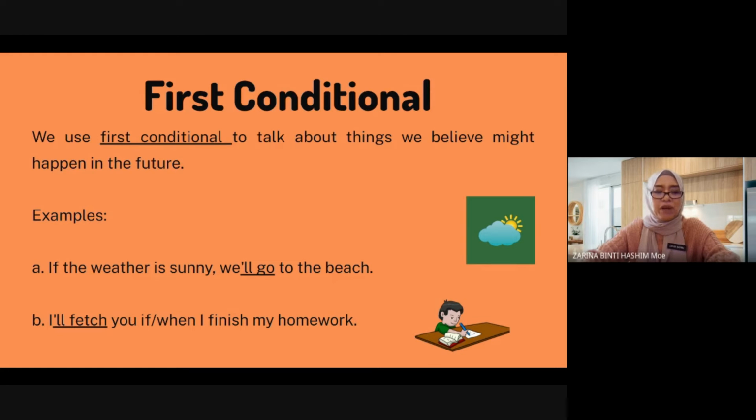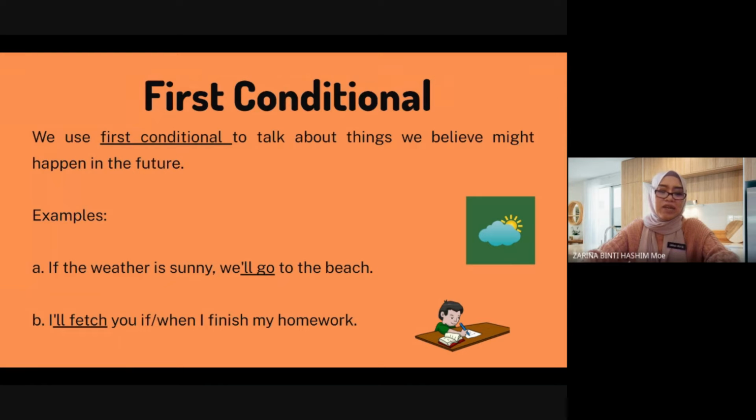That means the word if or when can be in front or can be in the middle. So when the if is in the middle like B, the will is in front. I'll fetch you means I will fetch you if I finish my homework. Or you can also say, when I finish my homework, I will fetch you. Same thing. Or if I finish my homework, I will fetch you. You can also say that. It can be in the middle or in the beginning of the sentence.